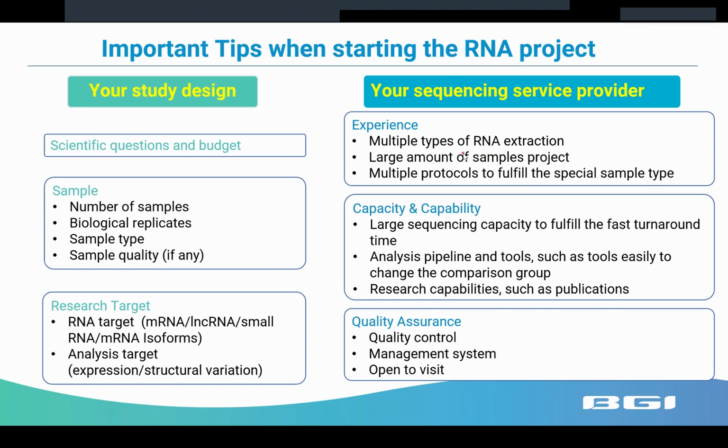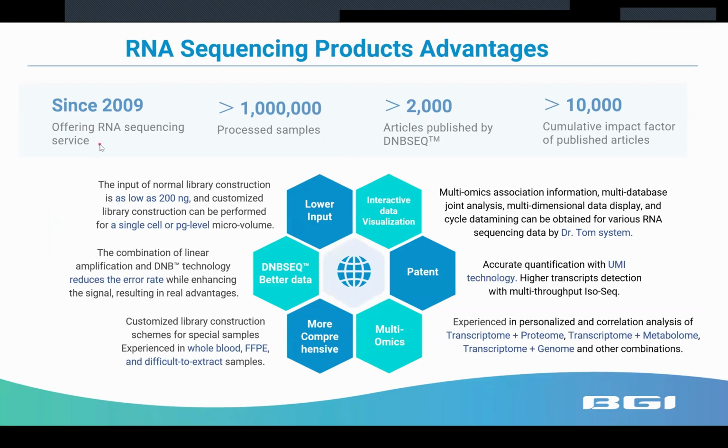Are they experienced, do they have enough capacity and capability, do they have great quality assurance that can finally deliver robust data and analysis results for your research? Actually, for RNA, we've been offering RNA sequencing since 2009, and we've processed more than 1 million samples by now, and more than 2,000 articles were published using the DNB-seq RNA-seq from our clients globally.